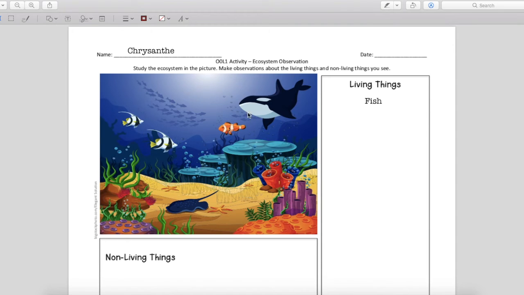I see this orca, or a killer whale. Almost called it a beluga whale. It's a different type of whale. But I'm just going to write orca down here. What other animals do we see? If we look down here, it looks like a stingray. So I'm going to go ahead and add stingray to my list of living things.